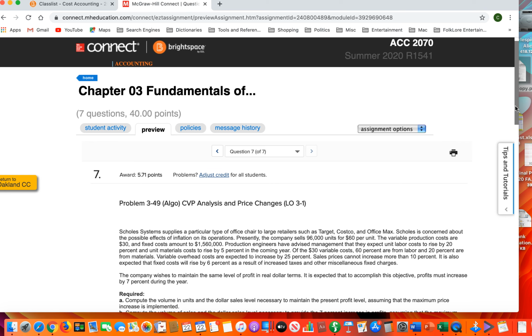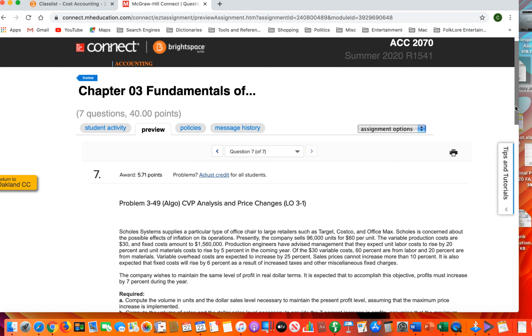Compute the volume in units and dollar sales level necessary to maintain the present profit level. Well, we already calculated the present profit level, right? One of the first things we did. Well, I shouldn't say we. I hate when people say we when it's what I did, and hopefully you will do. So the operating profit is $1,320,000, right?